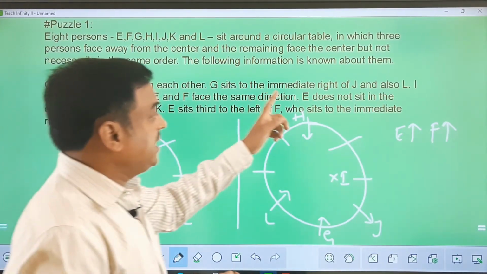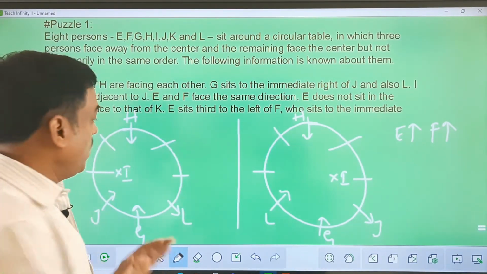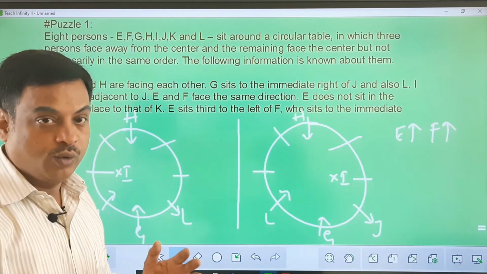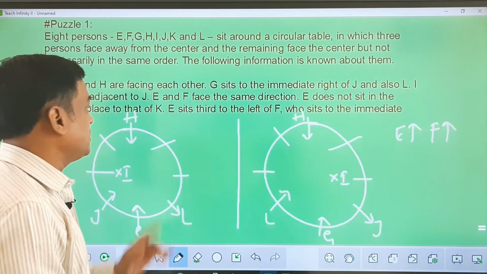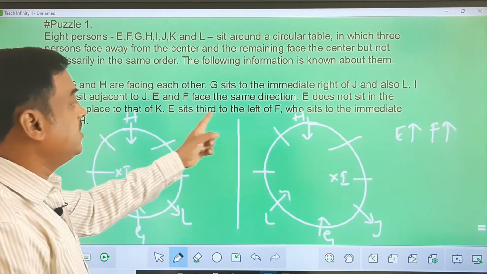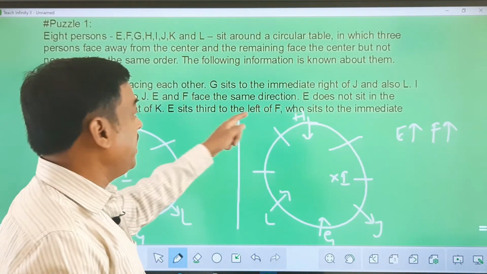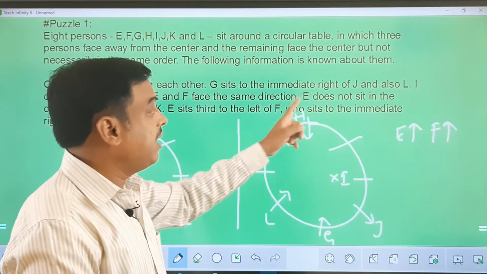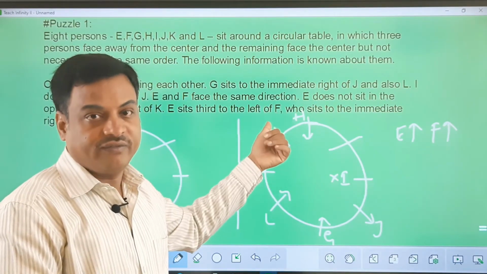Next friends, E does not sit in the opposite place of K. Do I have any idea about K according to the diagram we have developed till now? No. So I'll not take this point right now. I'll postpone this point for next instance. Next, E sits third to the left of F. Who is who here? E or F? This confusion will always run. So we need to remember who comma F or F comma who means who is F.